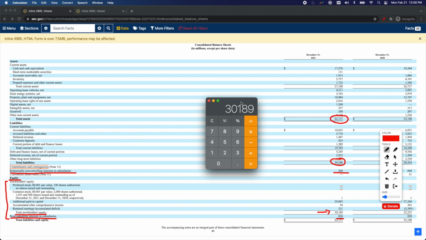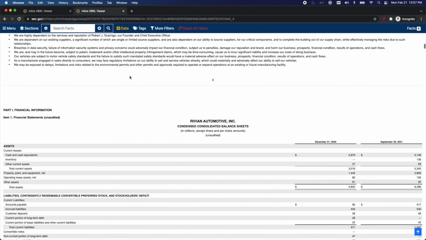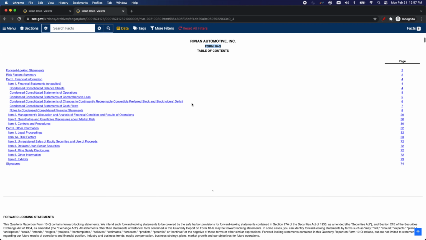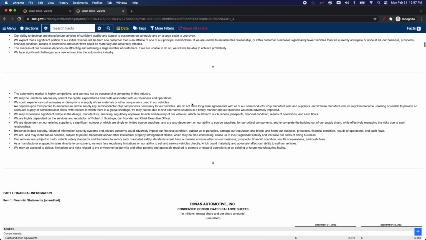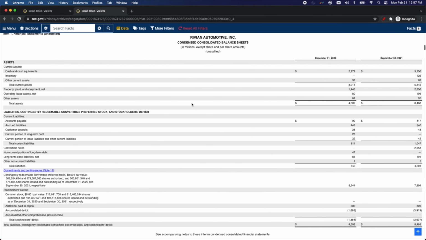Let's move on to Rivian now, which has a pretty interesting balance sheet, as you will see. Here we have the Rivian balance sheet as well. This document is not the 10K form, it's actually the 10Q, because this company went public very recently, so they have not yet submitted a 10K form, but the quarterly form will serve the same purpose for this exercise.